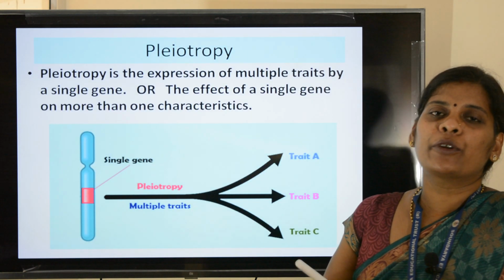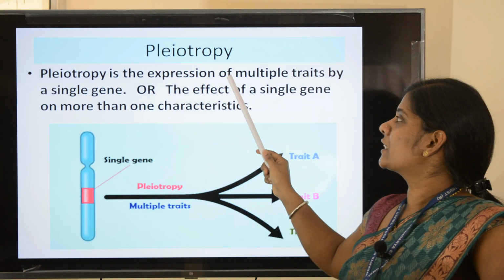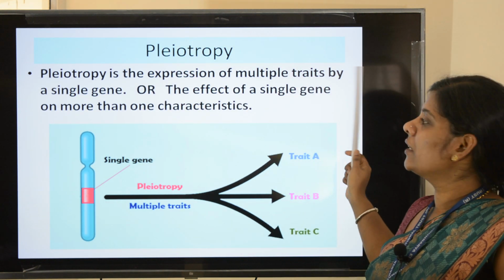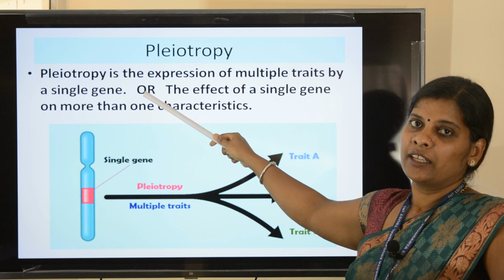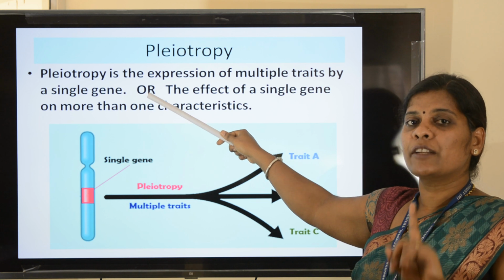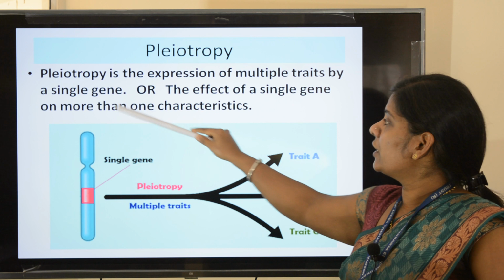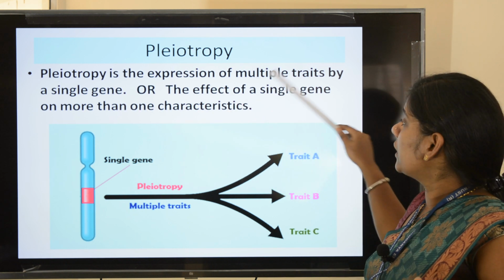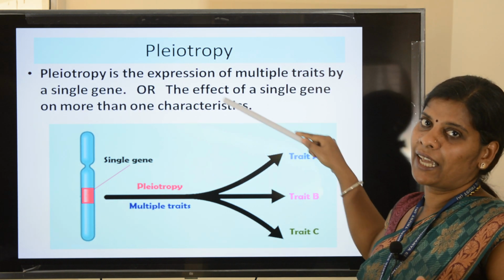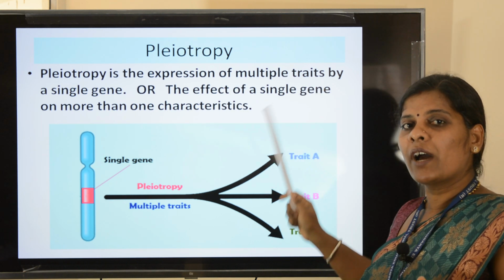Next we will move to one more concept, pleiotropy. Pleiotropy is the expression of multiple traits by a single gene. Unlike polygene, where a particular character is influenced by more than one gene, here it is a condition where a particular gene affects more than one character. One gene influences expression of more than one character.